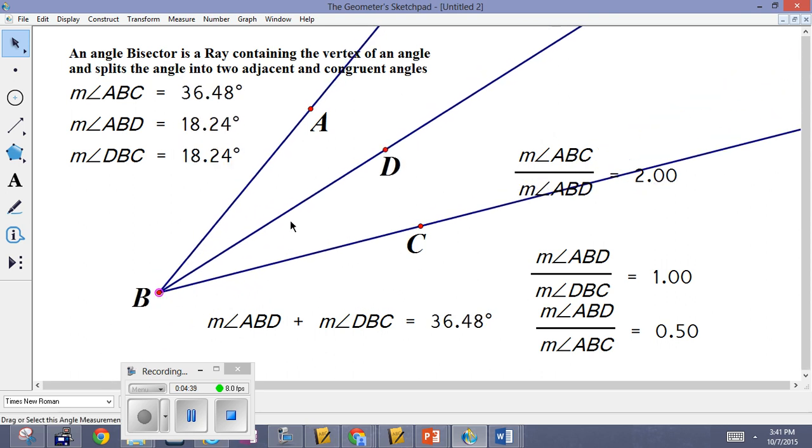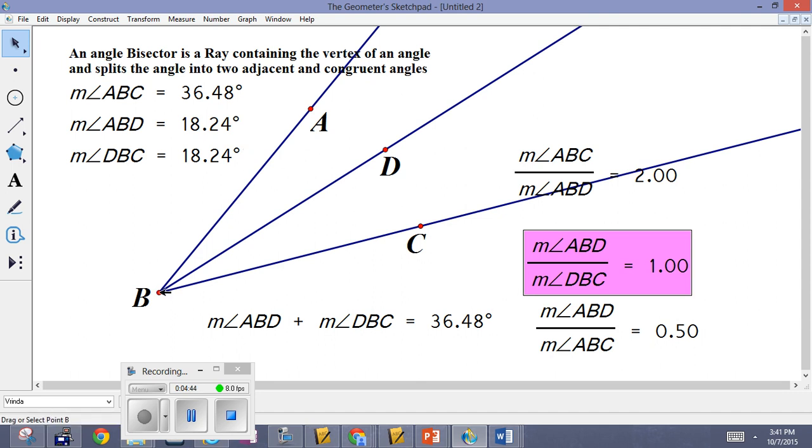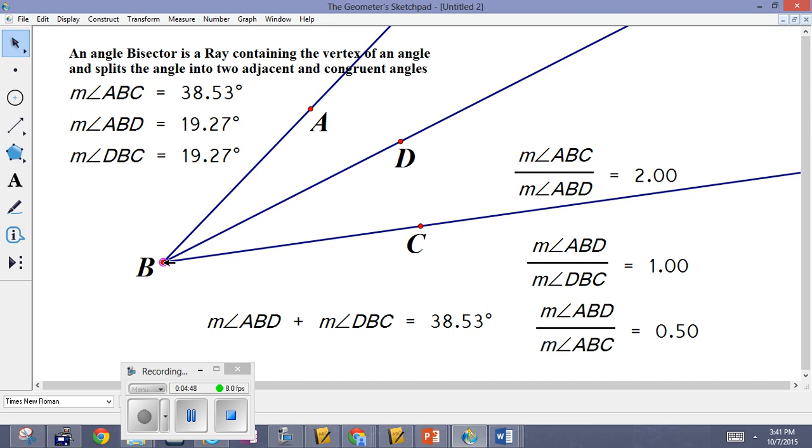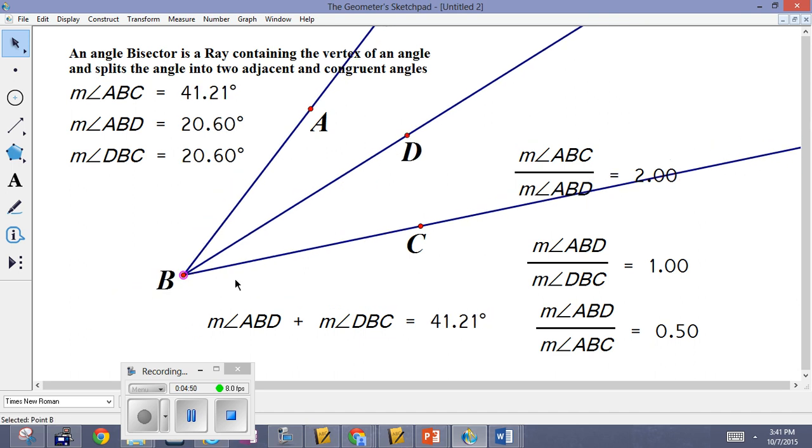Even though the values that we're comparing in the ratio are subject to change, their quotient, that is, when we divide one by the other, they remain fixed, okay? And so with an angle bisector, okay, what do we have to remember? Okay, it is a ray containing the vertex of an angle, which splits the angle into two congruent adjacent angles.